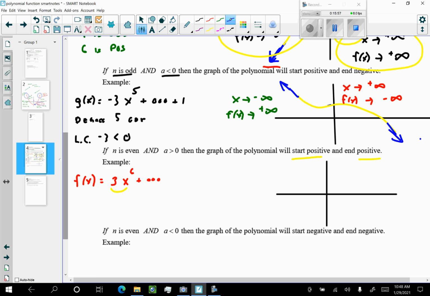So here you go. We only care about the ends. It's going to start positive and end positive. We don't care what happens on the inside. All we know is something's going to happen there because it is continuous, and I'm going to be able to sketch the graph in one sweep. But if I'm talking about end behavior, I only worry about the ends. And if n is even, here I have 6 is even, 3 is greater than 0. It's going to start positive and end positive.